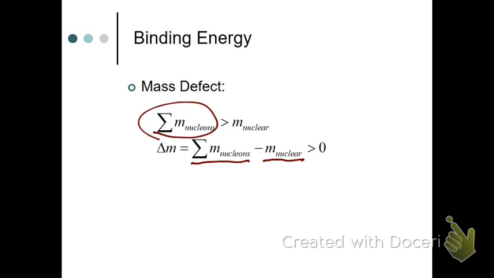So what's happened to that mass? Well, as you probably have guessed by now, it's converted to energy. And again, using E equals mc squared, the mass defect represents the energy that's released when the neutrons and protons come together to form the nucleus.